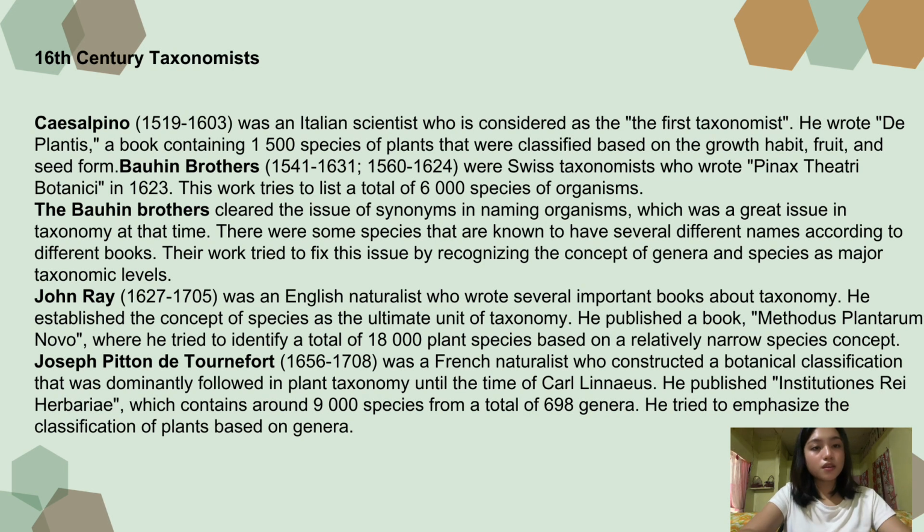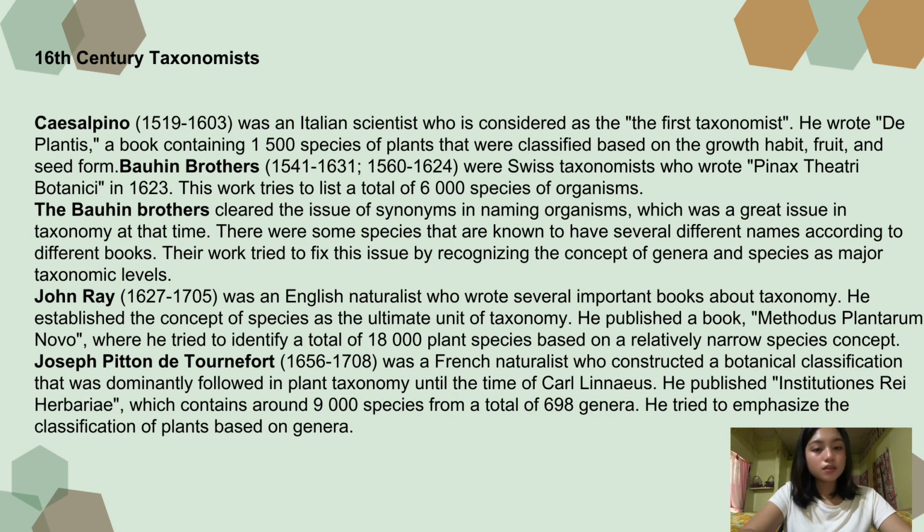And then third in the picture is John Ray. He was an English naturalist who wrote several important books about taxonomy. He established the concept of species as the ultimate unit of taxonomy. He published a book, Methodus Plantarum Nova, where he tried to identify a total of 18,000 plant species based on a relatively narrow species concept.